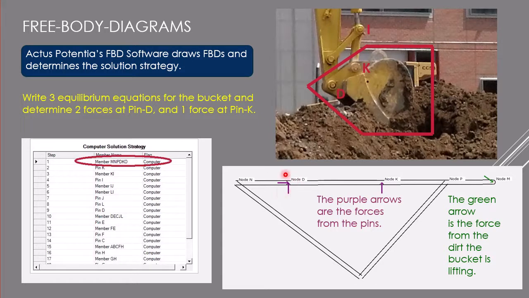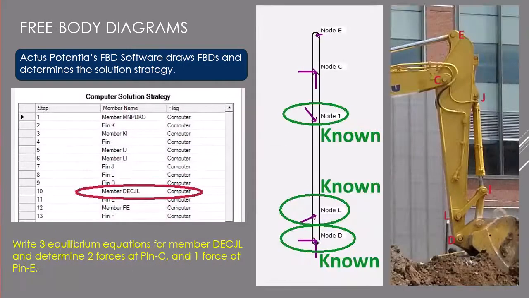So we see that on this vertical member, which has lots of pins and lots of forces, the force at node D is known, the force coming from the two-force member LI is known, the force coming from the hydraulic cylinder JI is known. So this free body diagram contains three unknown forces.